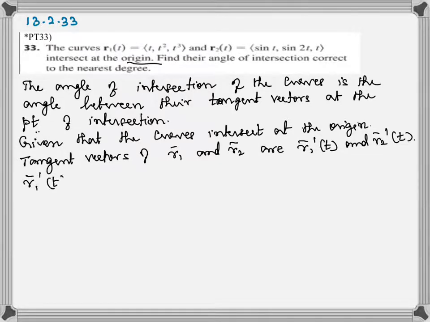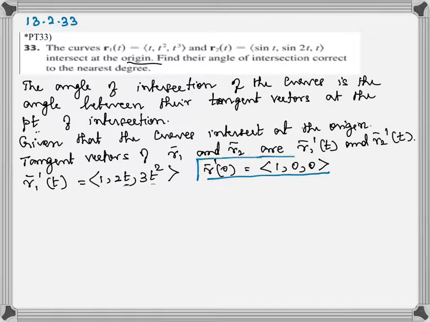So r1'(t) is the derivative of the components of r1(t). The components of r1 are t² and t³. If you take the derivative of each one of those, it is 1, 2t and 3t². So that will be the tangent vector for the first one. We have to evaluate this tangent vector at the point 0. If you plug in 0 for t, we get 1, 0, 0 as the tangent vector at the origin for the first curve.